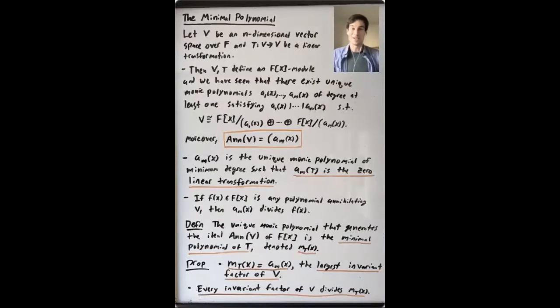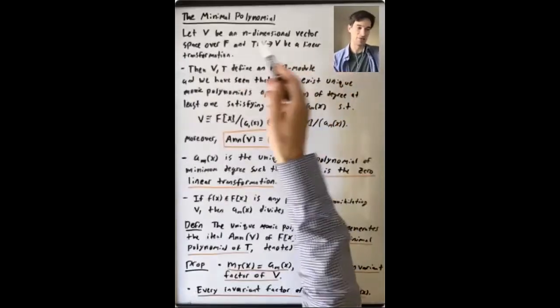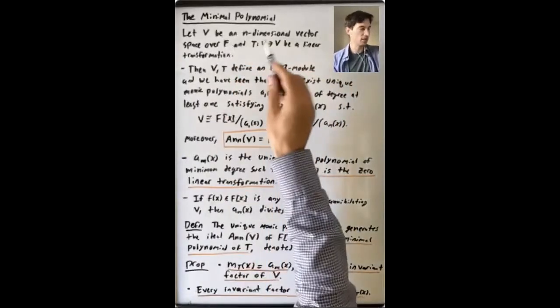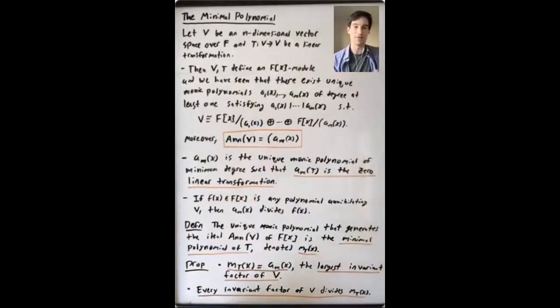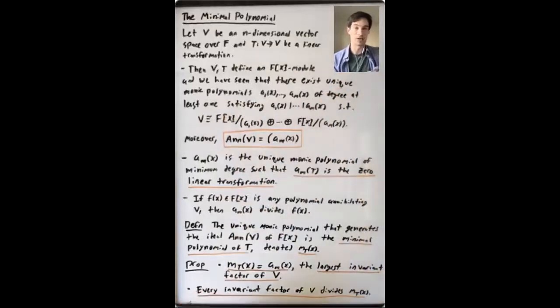Last video, we talked about the characteristic polynomial of a linear transformation and of a matrix. And now I want to talk about the minimal polynomial. So remember the setup from the beginning of this lecture. If we have V, a finite dimensional, let's say n-dimensional vector space over a field F, and a linear transformation T from V to itself, then the pair (V, T) defines an F[x] module.